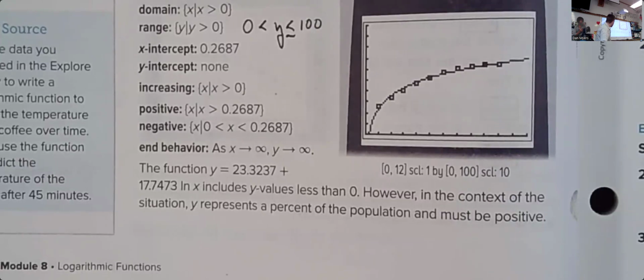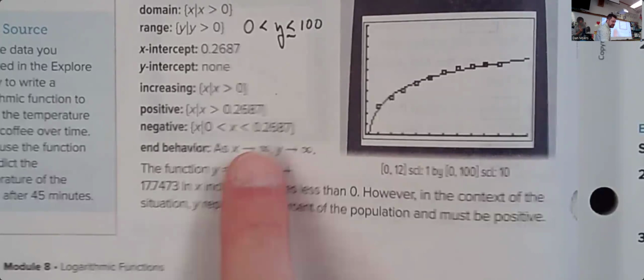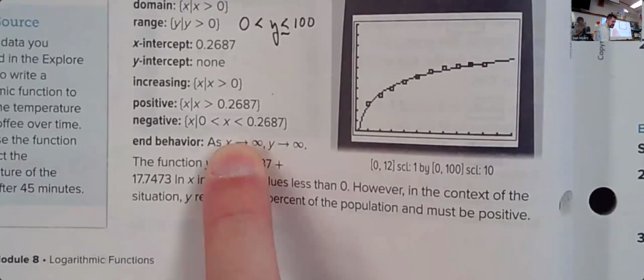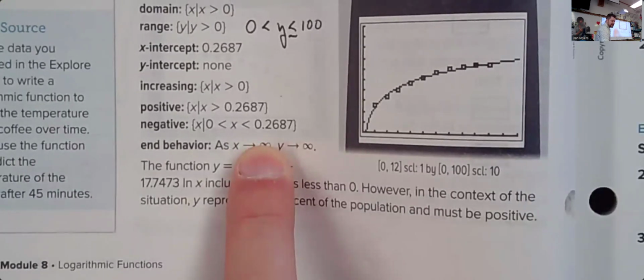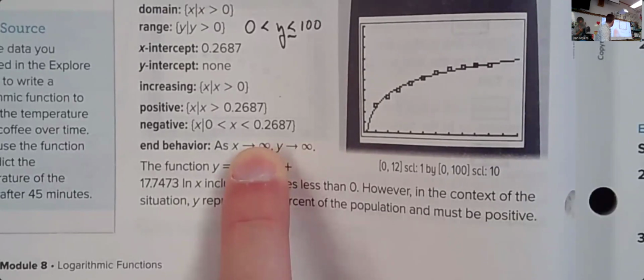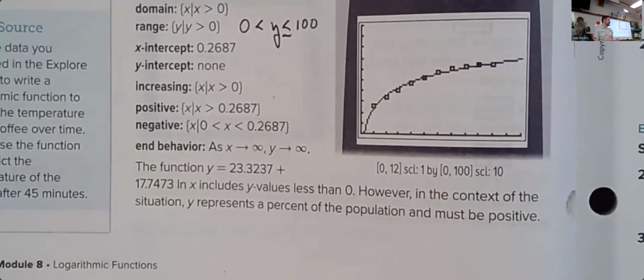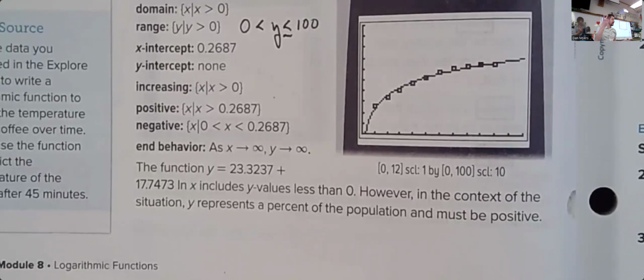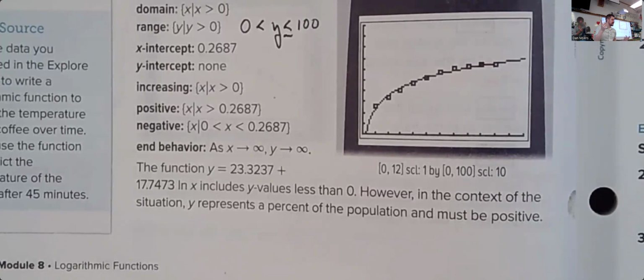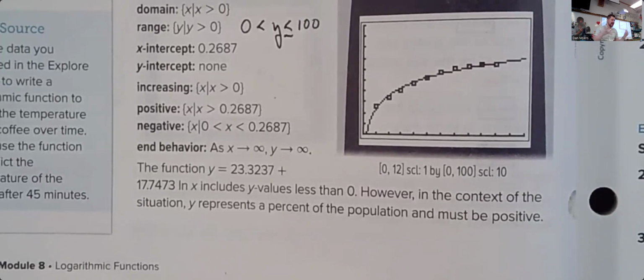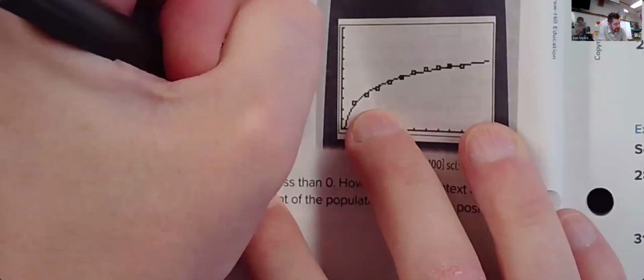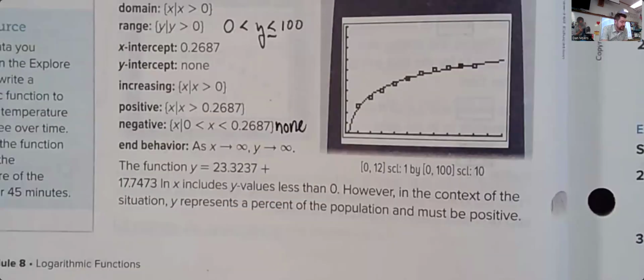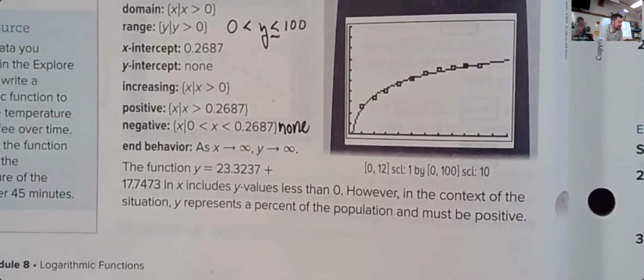Now, there are negative values on the function between 0 and 0.2687. However, according to our scenario, negative should be the word none, right? There shouldn't be anything in the negatives here because we're talking about years and we're talking about people, like percentage population. So negative time, negative population percentage, neither of those makes any sense. I would argue that this should say none if we're sticking to the context of the problem.